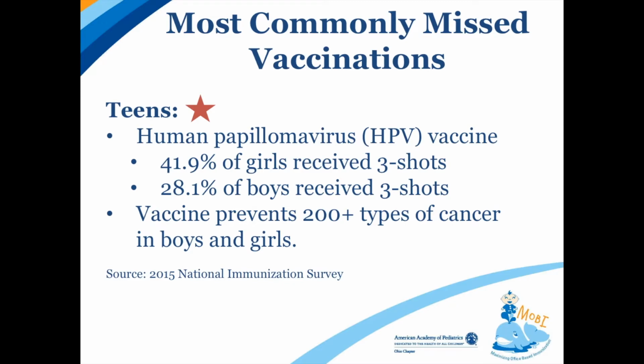So in all actuality, the number that we're trying to get to, based on Healthy People 2020 goals, which were goals set by federal standards, is 80% across the board. So as you can see, we're well away from that 80% goal. This vaccine actually prevents 200 plus types of cancers in boys and girls.